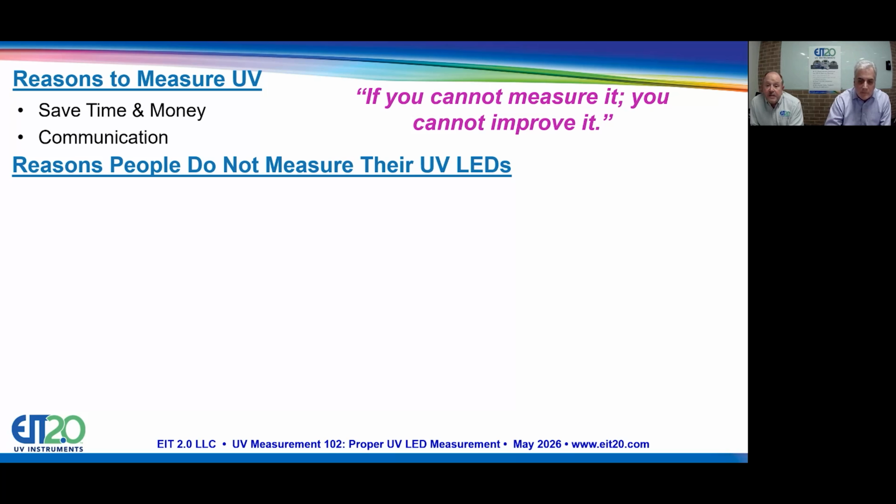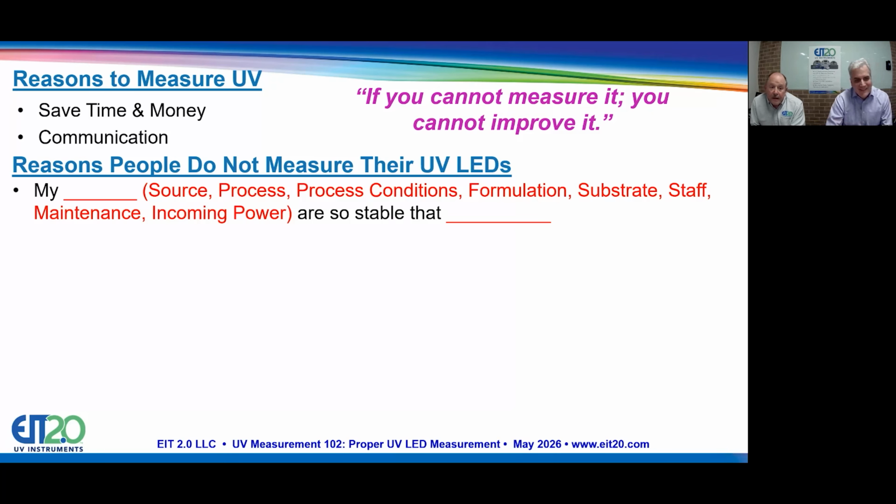One of the things that we see with UV LEDs especially are reasons why people do not measure. The most important thing is people think that their source is so stable that they don't have to measure it. Sometimes people get bad information from their suppliers. People think that the human factors do not impact them, that their staff is so stable and so well trained that nothing's going to change in that process. They also don't allow for anything breaking, any catastrophic failures.